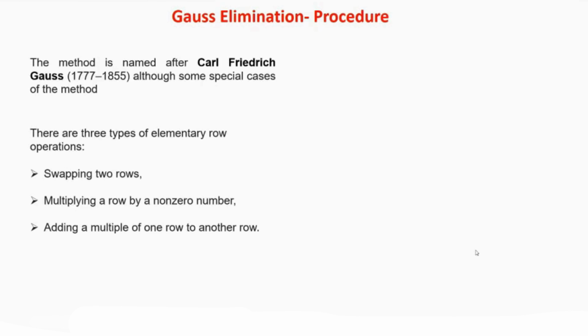utilizes 3 elementary operations. The first operation is swapping of 2 or more rows. Because this is written in context with 2 to 3 rows, if your system has more than 2 or 3, in that case you can swap these rows, and the next is multiplying a row by a non-zero number for elimination.